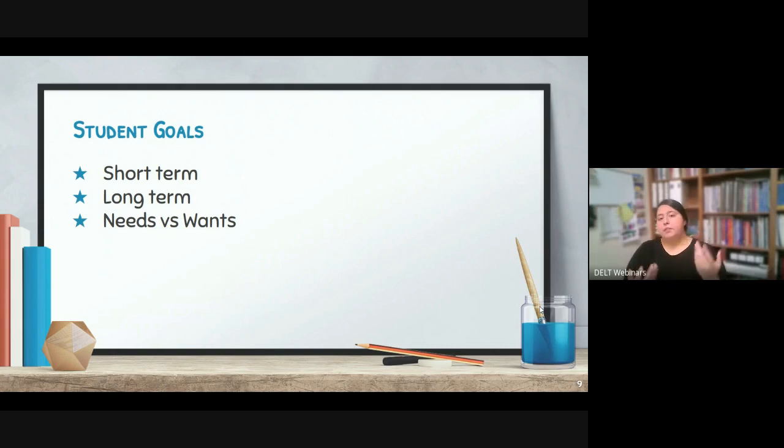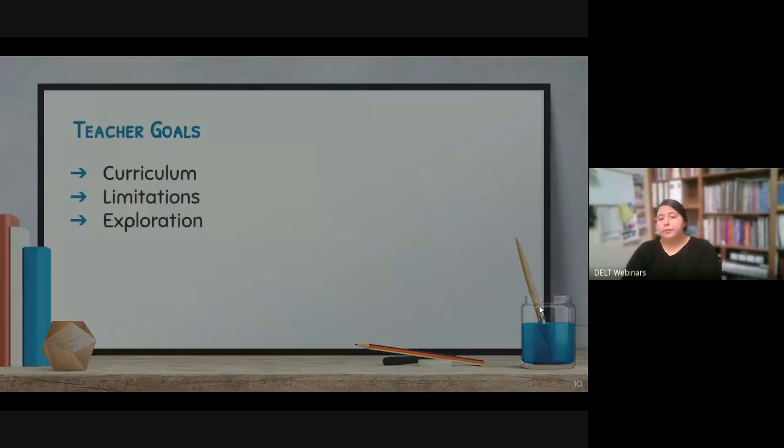So like I said, if a student is trying to come in to get their citizenship, we want to focus on those needs. Whereas if a student has their citizenship and just wants to learn more about the U.S. history, then we could modify that a little bit as well. But it's all about, what are their goals and those needs versus wants.